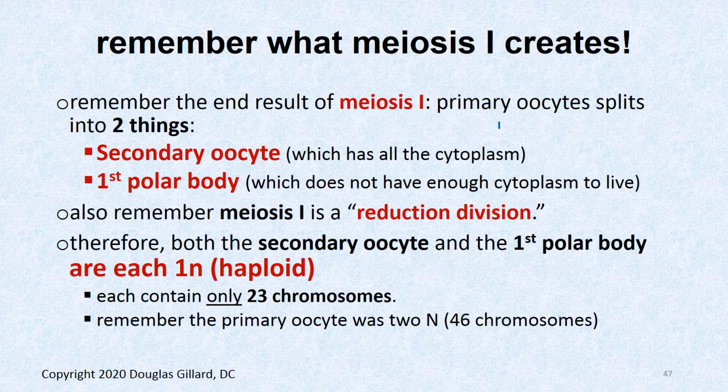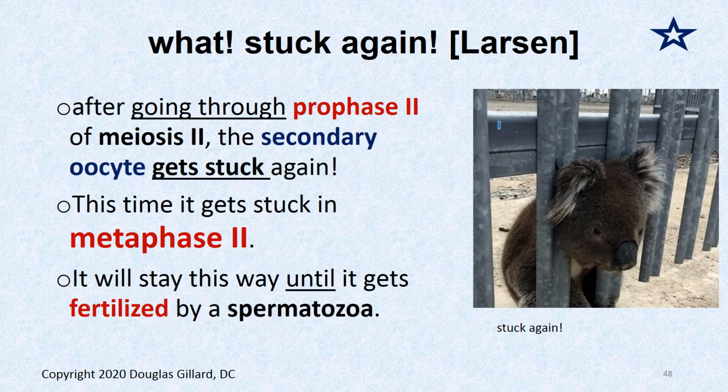So we just created two cells from our primary oocyte, the secondary oocyte and the polar body, but it's a reduction division, so we just split everything. So now we have a haploid, or a 1n 23 chromosome creature, which is haploid. Okay, the polar body too has 23 chromosomes, even though it's not really viable, but it still was a haploid reduction. So great, now we're going to start meiosis 2. Awesome, and guess what happens?